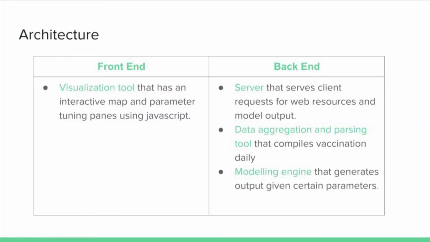The overall system is composed of 4 key components separated across the front end and back end. The front end is composed of a visualization tool that has an interactive map and parameter tuning panes. The back end is composed of a central server that serves client requests for web resources and model output, a data aggregation and parsing tool that compiles vaccination data daily, and a modeling engine that generates output given certain parameters.